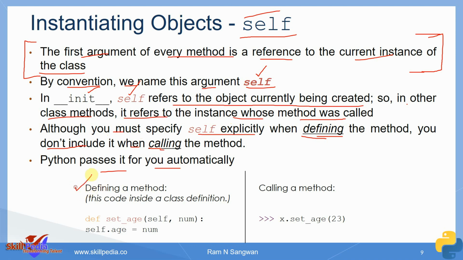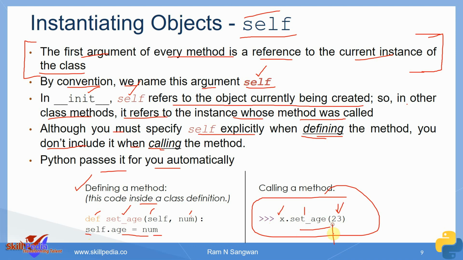For example, we are defining the method inside the class definition: def set_age(self, number), and we are setting self.age equal to number. But when we are calling it, we are using x, because we are creating an object x. We are calling the method set_age, and we are passing 23. So we are not specifying self here, though we specified it while defining. So self refers to the current object, the current instance of the class. We don't pass it when calling it, we pass it when defining it.